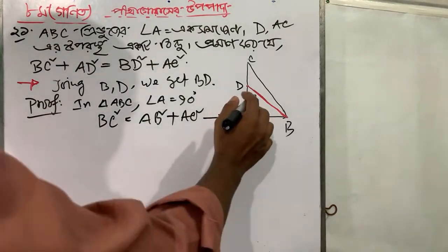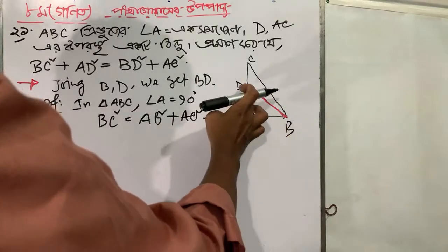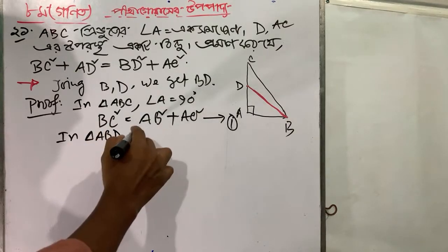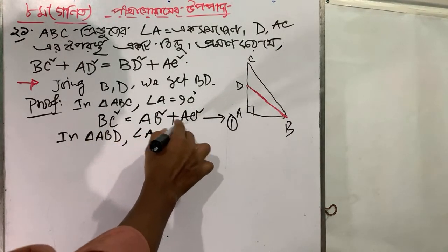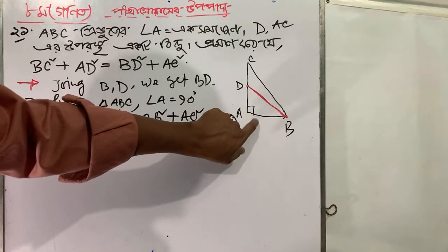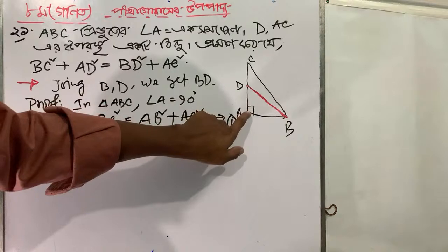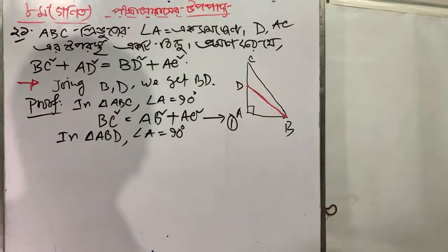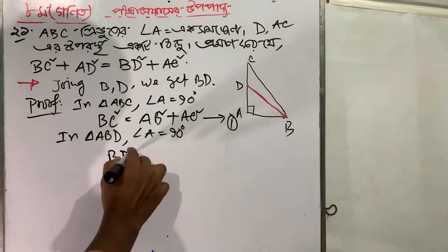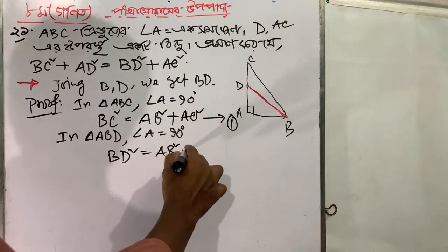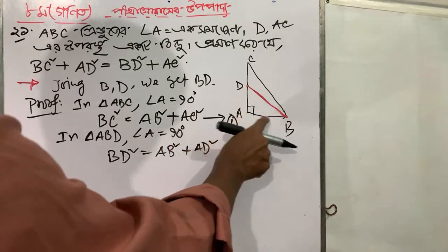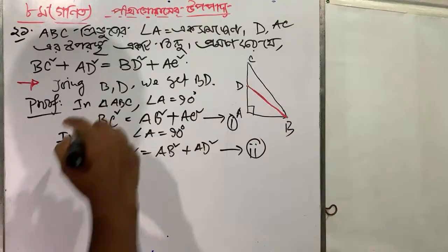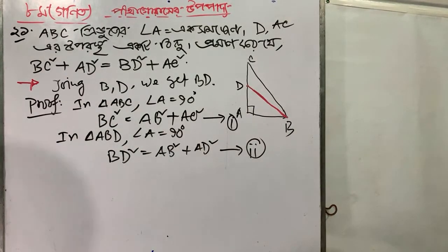Now for the second equation, we take the triangle ABD, and here angle A is 90 degrees, meaning that this is also a right angle triangle. So we can use Pythagorean theorem, that is BD square is equal to AD square plus AB square. So BD square equals AB square plus AD square. So this is going to be equation number 2. This is our equation number 2.